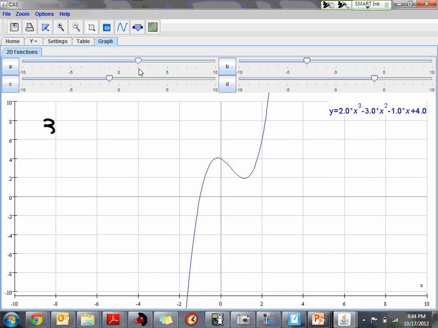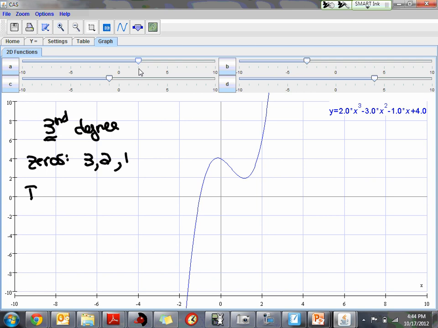So on a 3rd degree polynomial, what is the number of zeros that you can have? The maximum number is the degree of the polynomial. Since it's a 3rd degree polynomial, it can have a maximum of 3 zeros. It could have 2, it could have 1, but it will never have 0 because of the end behavior.